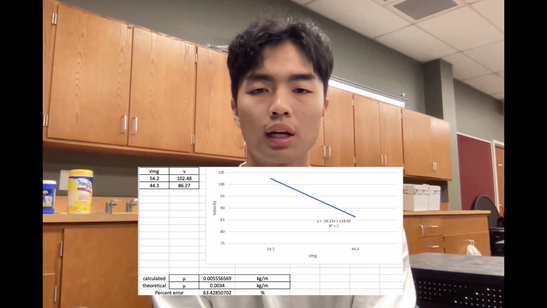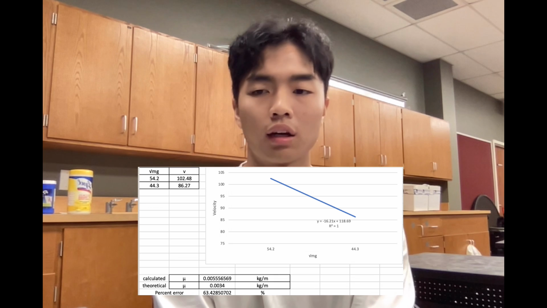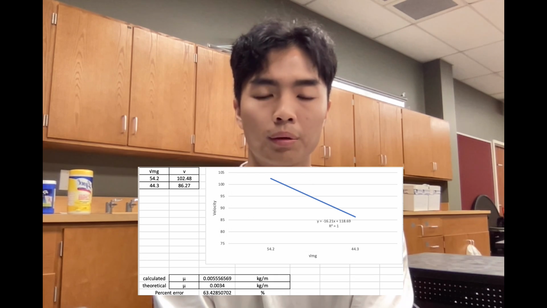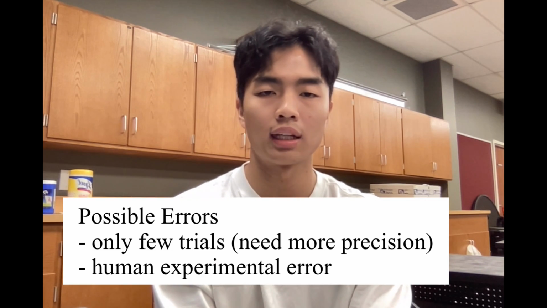Finally, we were able to calculate a linear mass density from our collected velocity data from the first and second parts of the experiment. The calculated linear mass density from our data was 0.0056 kilograms per meter, and our theoretical linear mass density was 0.0034 kilograms per meter. The percent error was high, and we assumed that this high percent error came from our small number of experiments. In the future, we will do more experiments to get more precise and accurate data.